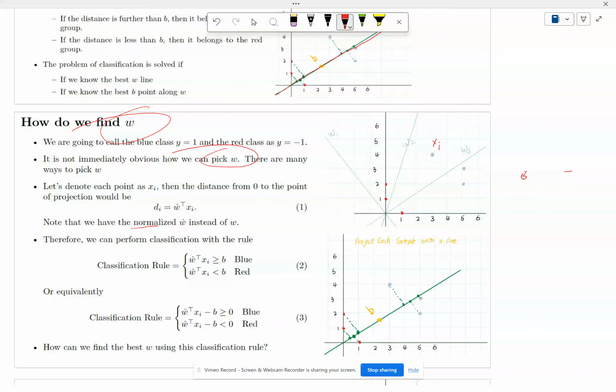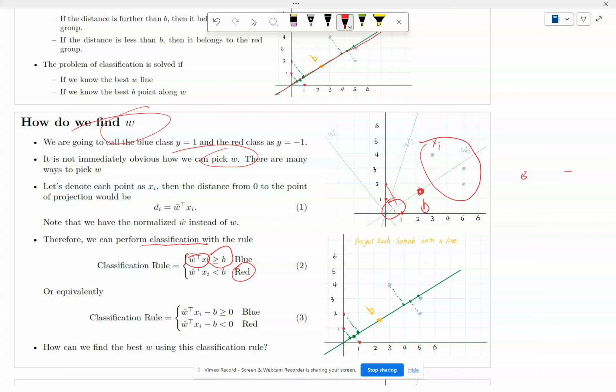Note that we have normalized W hat instead of W. Remember, we had to do a projection onto a normalized version. So that's how you got the D. Therefore, we can perform classification with a rule. After the projection, if it's greater than some point b, then it's going to be group blue. And after the projection, if it's less than b, then it's going to be red. So that's how it could work.